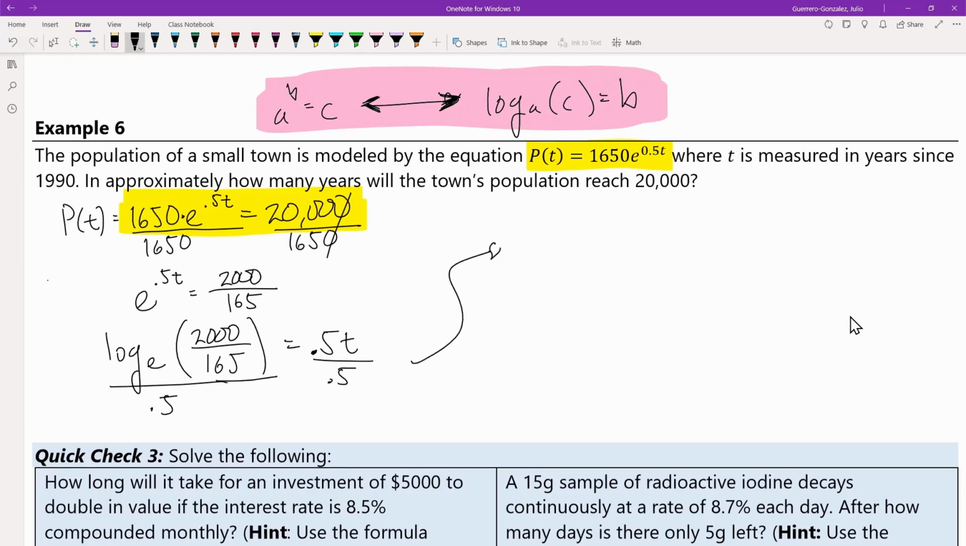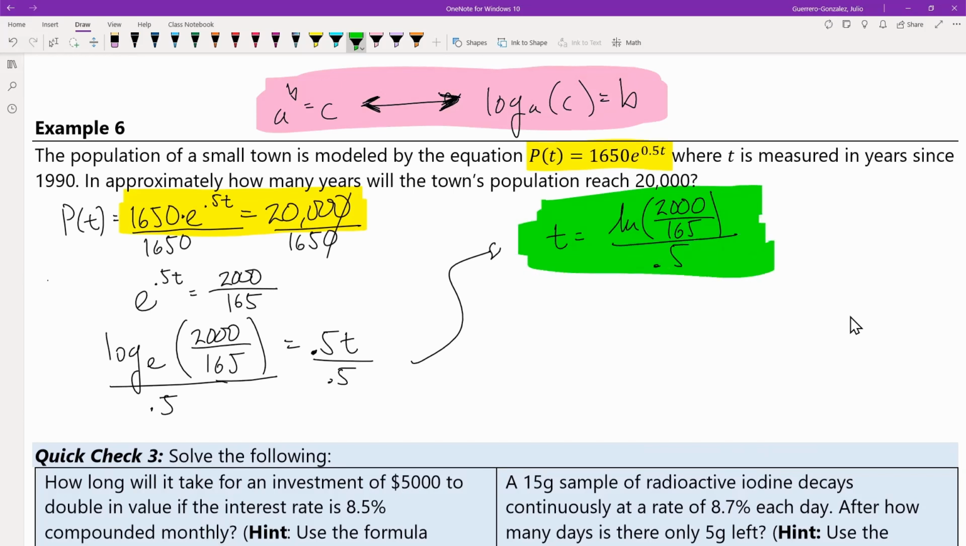My final answer, t is going to be equal to ln of 2,000 over 165, divided by 0.5. We are done. Okay, now this is where you would want to get some decimal value here, right? And if you plug this into the calculator, you're going to get 4.989.